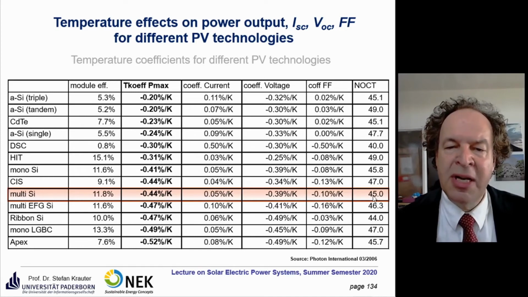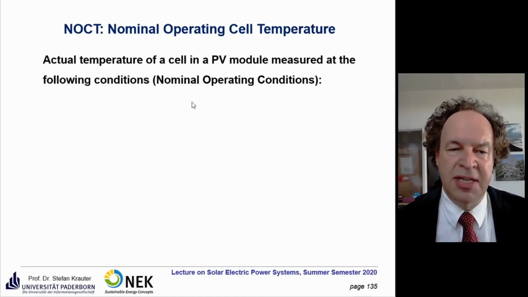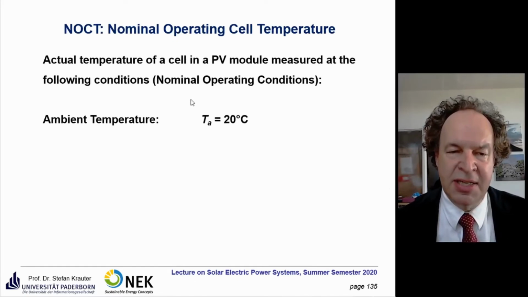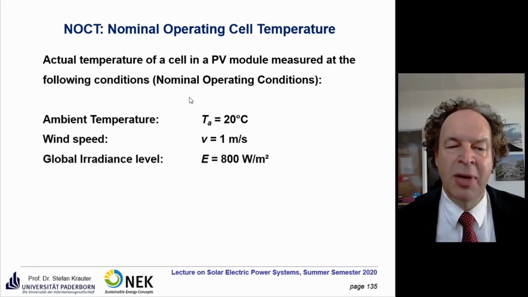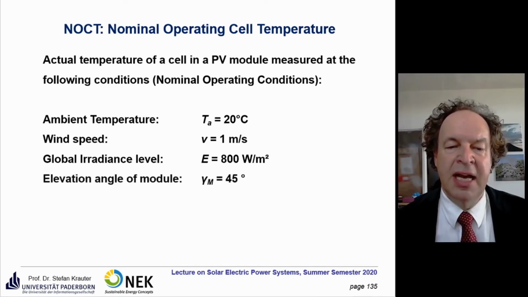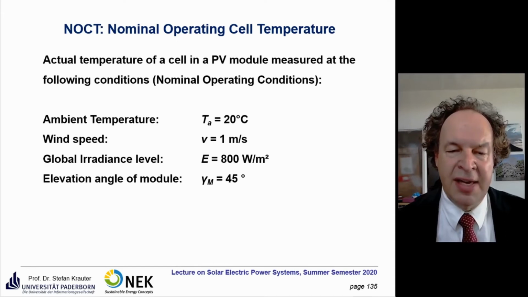This means nominal operating cell temperature. These are different conditions than the standard test conditions. They are set up in the following way. You take an ambient temperature of fixed 20 degrees Celsius, wind speed of 1 meter per second, a global irradiance level of 800 watt per square meter, so about 20% less than the irradiance level for standard test conditions, and an elevation angle of the modules of 45 degrees.